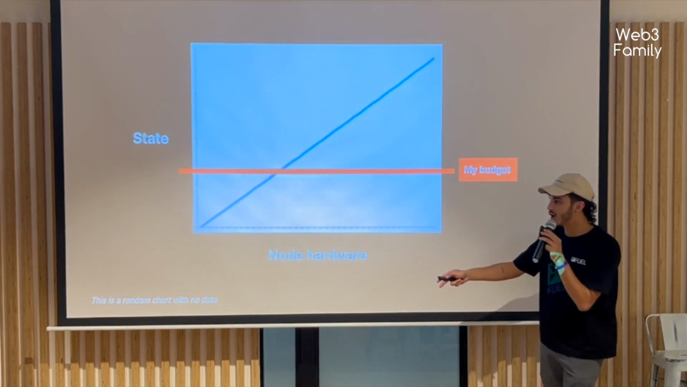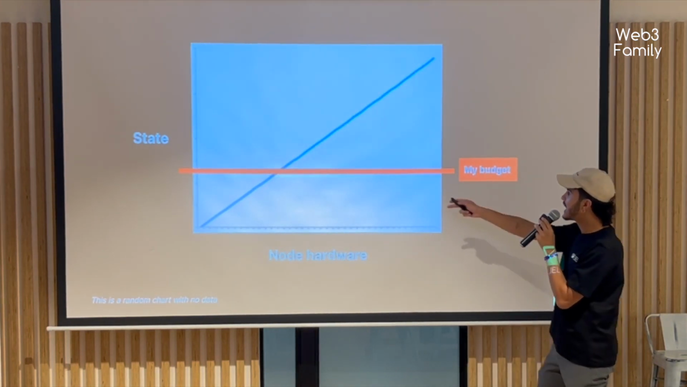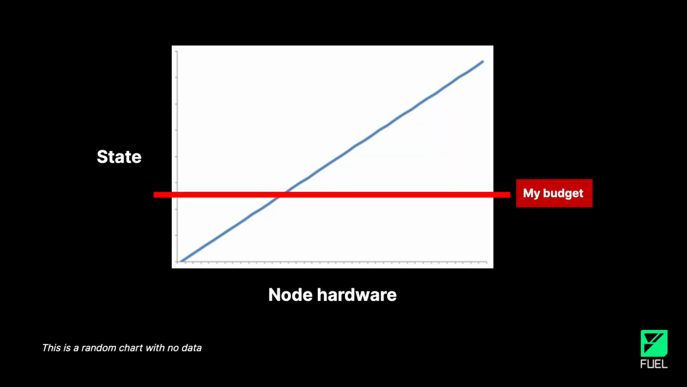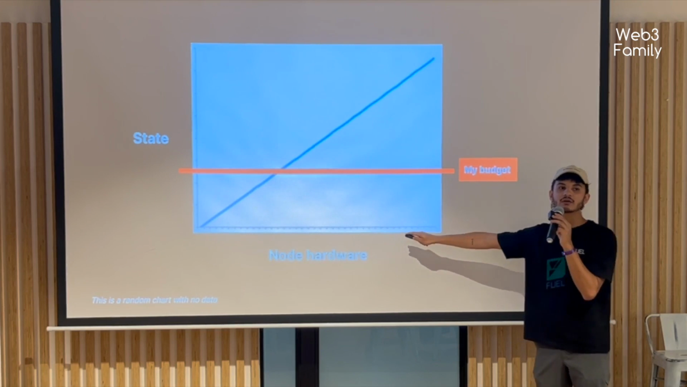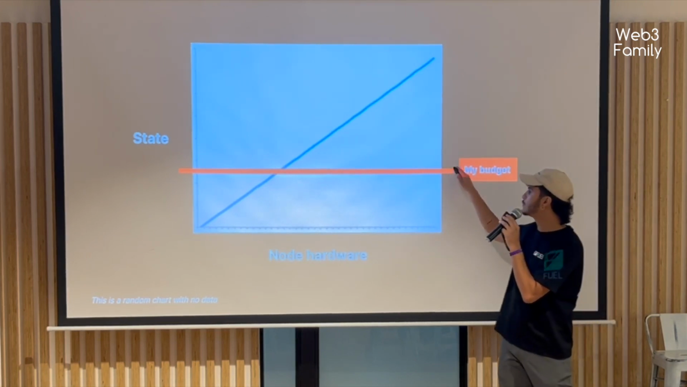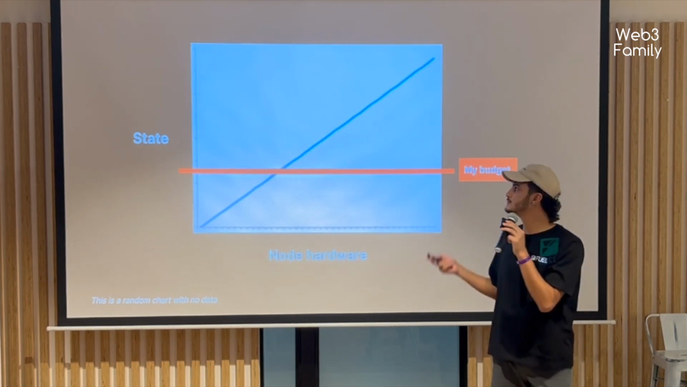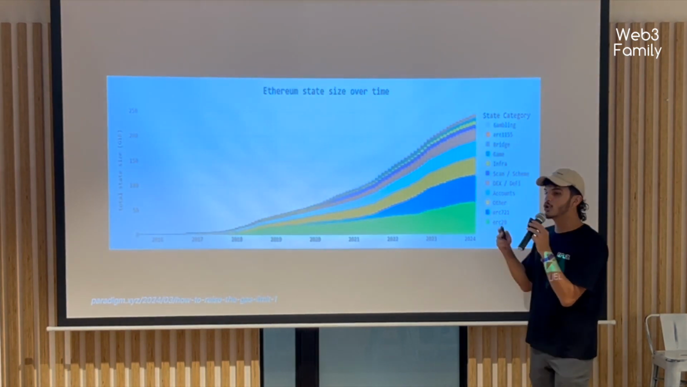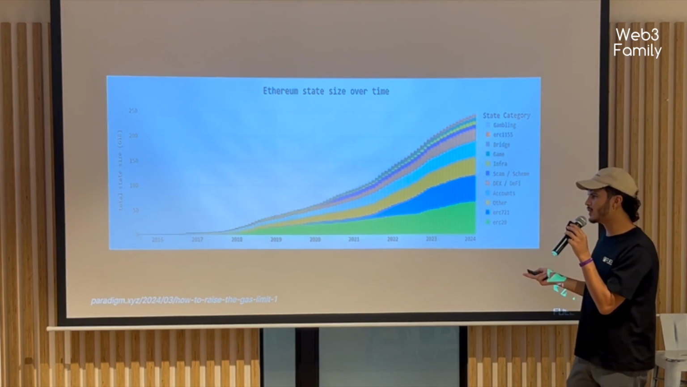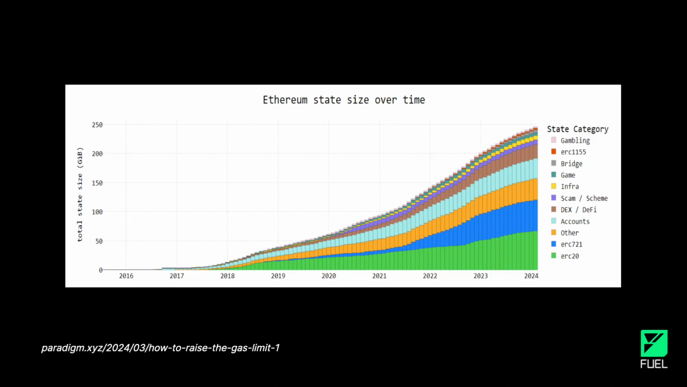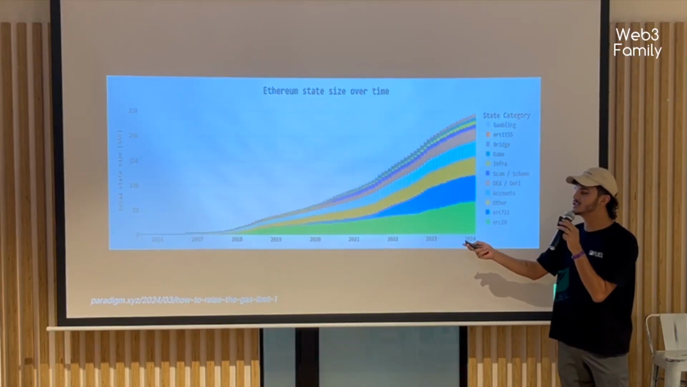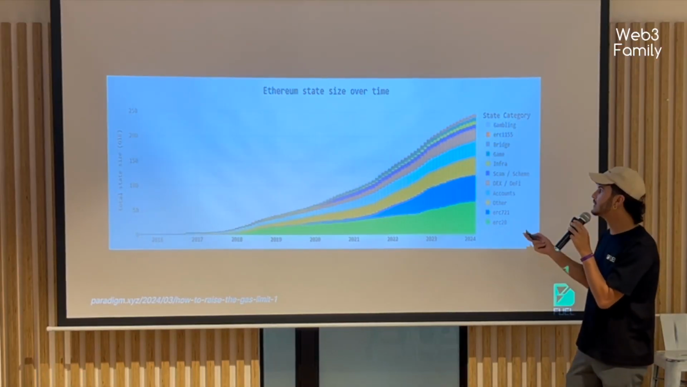This is a random chart with no data, which basically means as the state grows within the Ethereum network, the hardware requirements are increasing as well, and there's a line where it becomes expensive to run something to validate Ethereum. This is a more detailed chart. This was published by Paradigm, I think, 2 months ago, and basically shows how Ethereum state is growing over time.